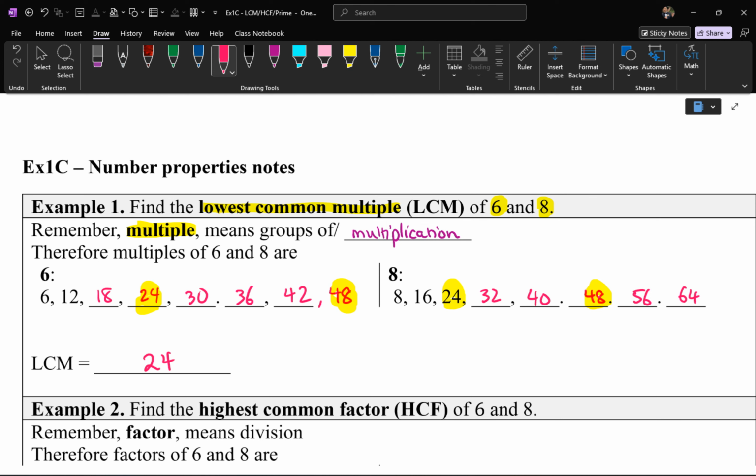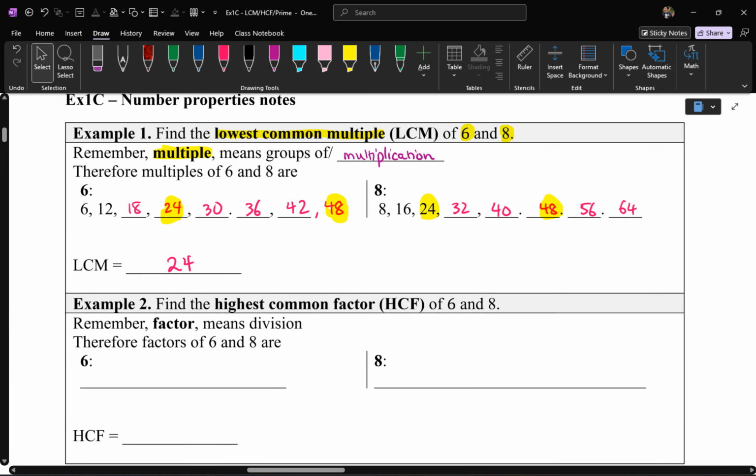So that's how you would do lowest common multiple. If you haven't done it before, it's about knowing your times tables. Now, on the back of your maths exercise books, usually they have the times tables. So you can look at that and compare. Or you can list it out the way I've just organized for you. But that's what LCM is. What's the difference between LCM and HCF?